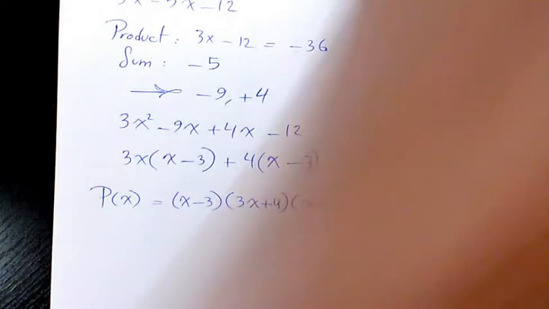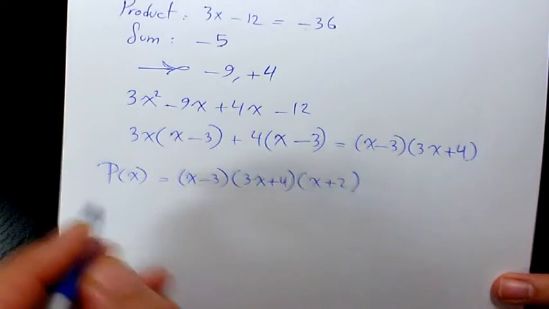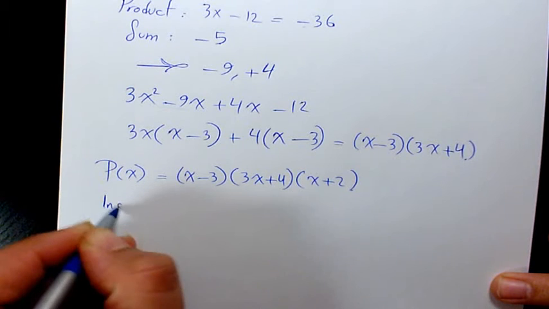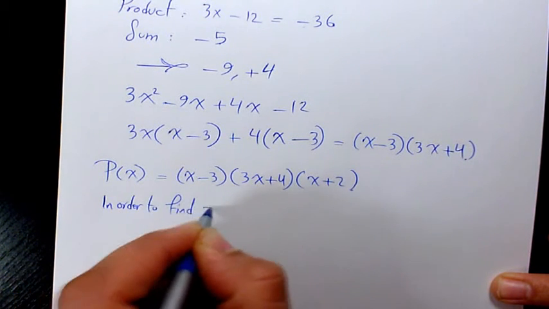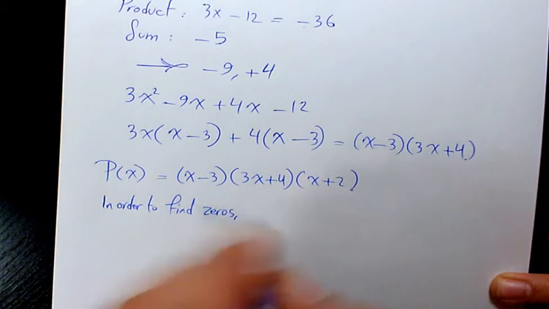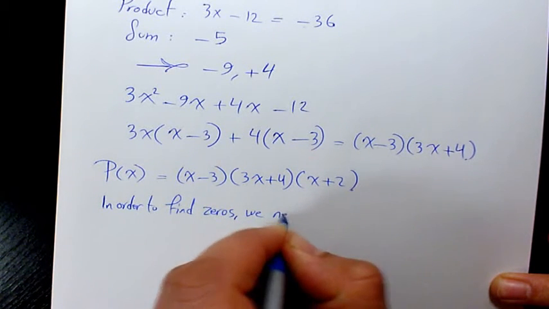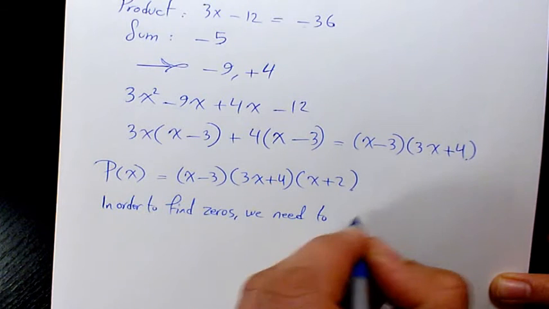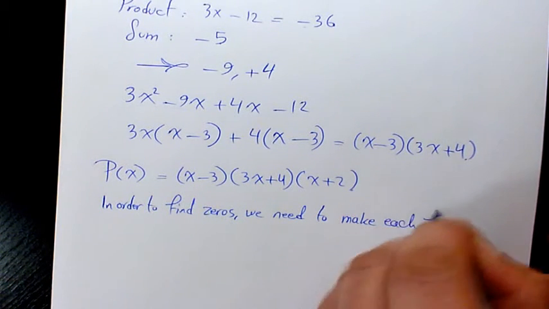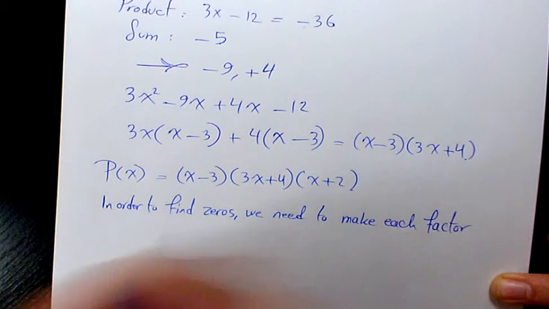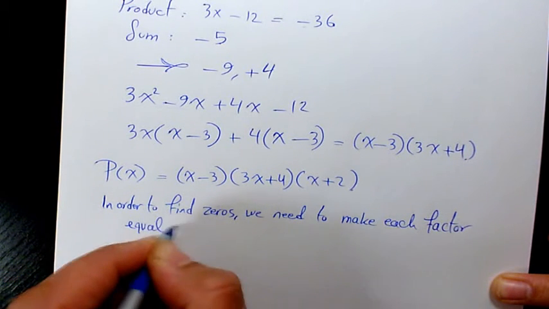Now what are the zeros? In order to find the zeros, we need to make each factor equal to 0.